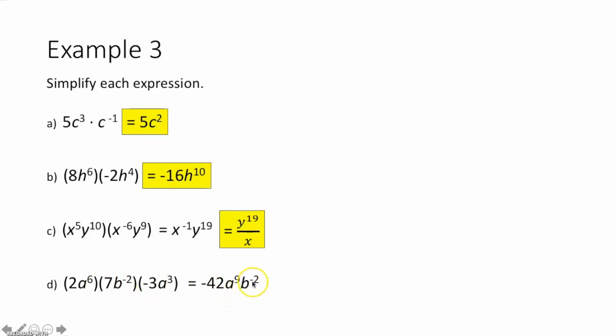Now again, we can't have a negative exponent in our answer, so to make this a positive exponent, we just move it to the opposite side of the fraction bar down here. So it becomes negative 42, a to the 9th on top, and then b to the positive second power on the denominator.